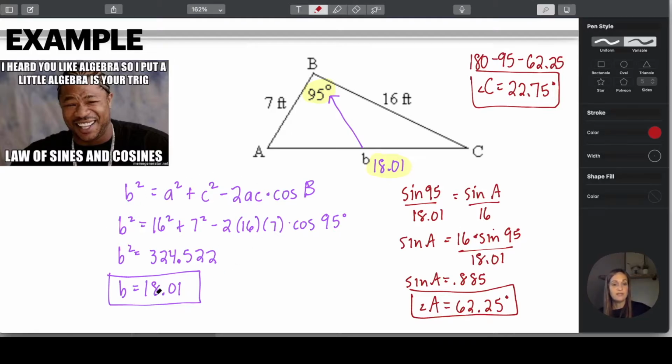So the whole process is: first, if you need to use law of cosines, go ahead and use it to find what you need. After that, you should have an angle and its opposite side, in which case you'll be able to use law of sines to find the rest of the unknown information.